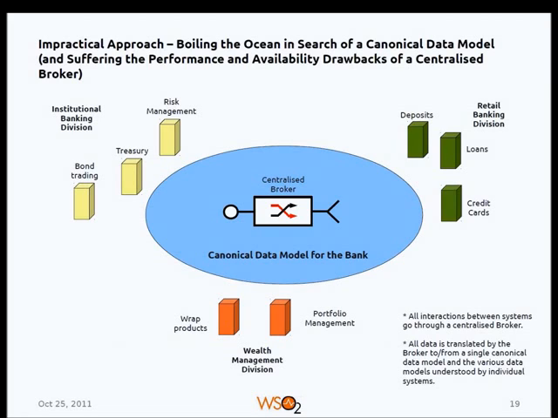It will translate from any proprietary data format into the canonical data model and back again to the proprietary data formats of any other system. So any two systems can talk to each other through the broker because it all gets translated into this canonical data model and then back again. In practice, this doesn't work. It's infeasible.